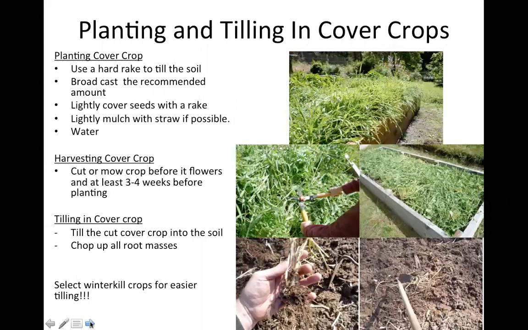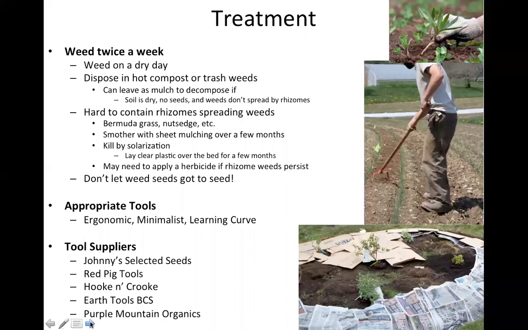So planting and tilling, we've gone through a lot of this already. And then treatment. The best thing to do, especially if you have a small garden, is just weed it. Try to weed it once a week, as much as you can. And then as the new weeds come up, you weed those, and eventually you're going to run through all the seeds in the soil. You just have to get ahead of the weeds.